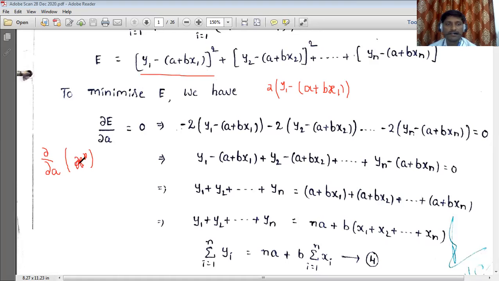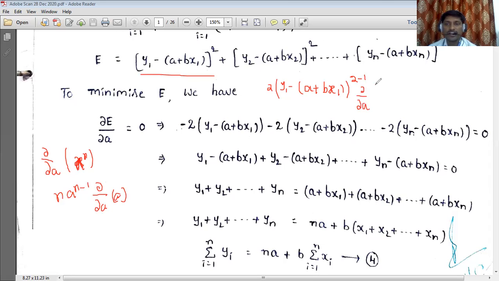So here is what we are applying: n into a power n minus 1 into dou by dou a of a. This is the general formula we apply, right? Here also it is the same thing. First we apply 2 into (y1 minus of (a plus bx1)) whole power 2 minus 1 into dou by dou a of this total derivative.